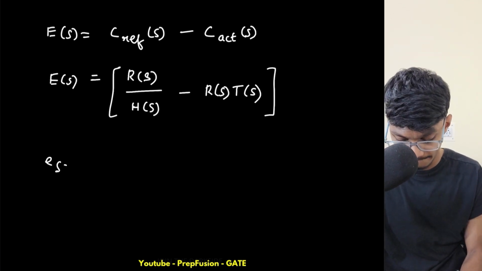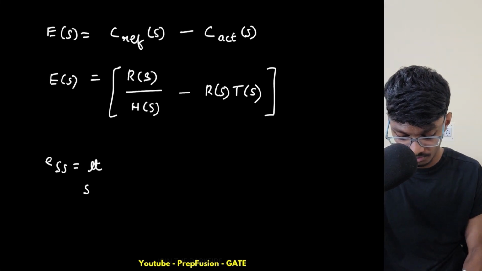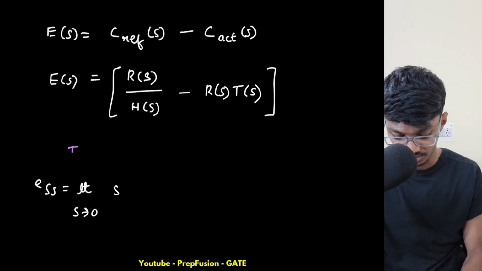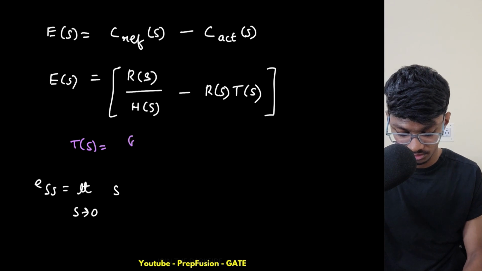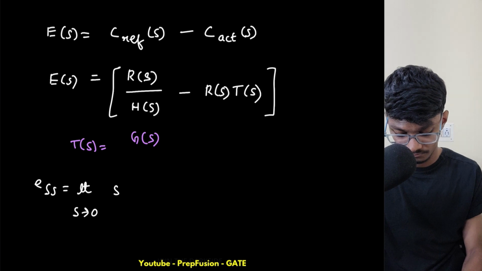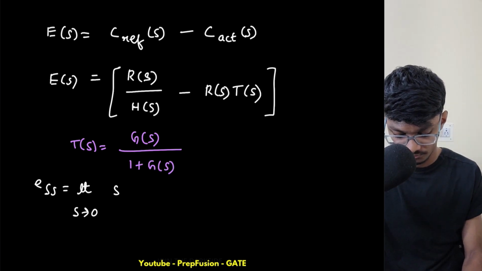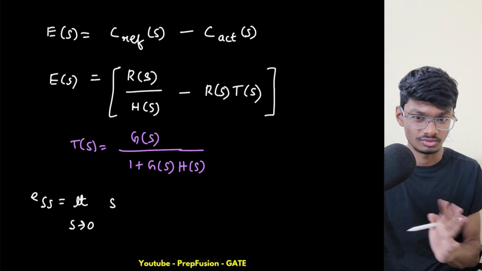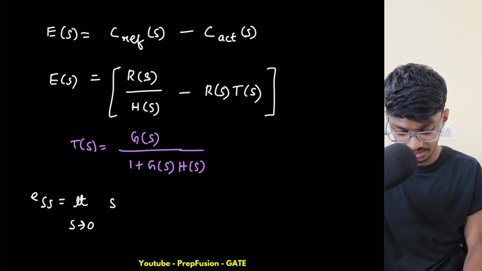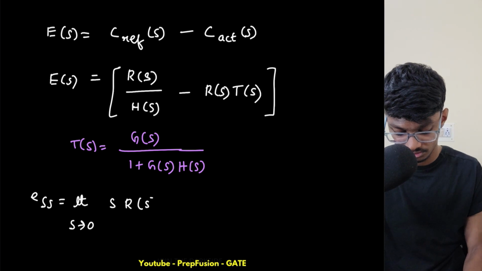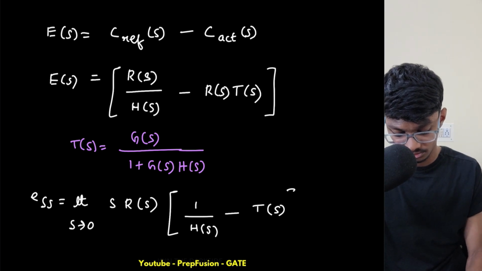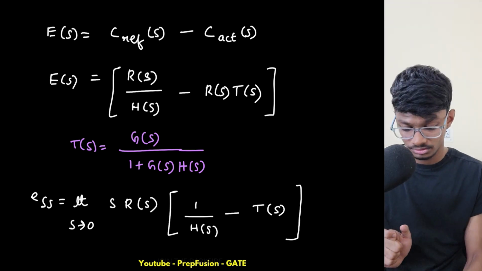So my steady state error will be limit s tending to 0 of s, and I can take R of S common here, right? First of all I will write T of S. I will explain T of S, else a few people will get confused. T of S will be G of S by 1 plus G of S into H of S. Very important. This is T of S. You can expand this or keep it as it is, doesn't matter. Now this is limit s tends to 0 of s into R of S into 1 by H of S minus T of S. So this is what my steady state error will be.